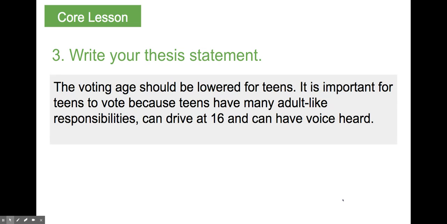So altogether, my thesis would look like this, in 2 sentences. You can also combine into 1 by simply inserting because right here and taking this off. So it could say also the voting age should be lowered for teens because teens have many adult-like responsibilities and can drive. Another way is just simply crossing this out, and then you can make it 1 sentence. So there are several ways, but as long as you have included your 3 reasons and your opinion, then it's a strong thesis statement.